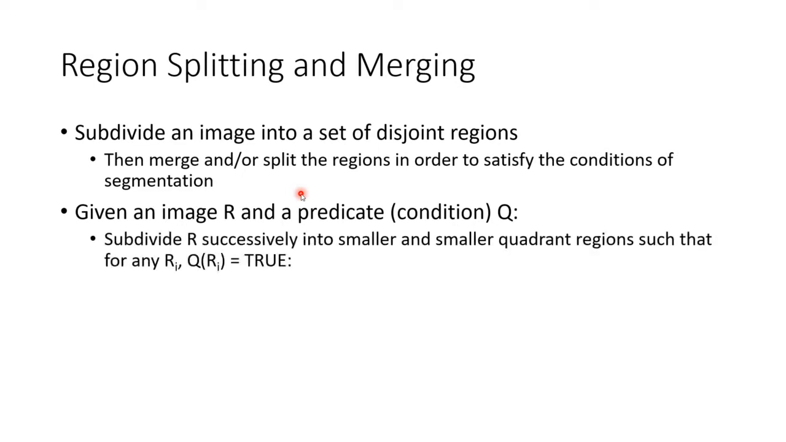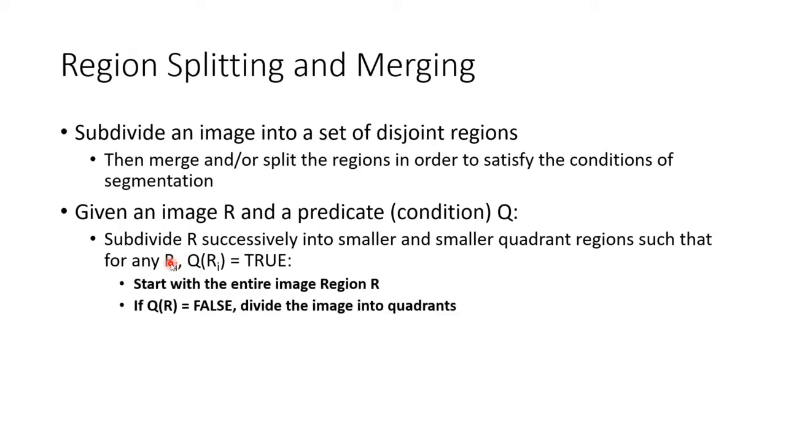The first step is to subdivide the region successively into smaller and smaller quadrant regions, such that for any subquadrant, the predicate is true. So for instance, if I'm segmenting in terms of colors, any subquadrant will have the same color. Distinct subquadrants will have distinct colors, right? Start with the entire image region and go dividing it into quadrants.